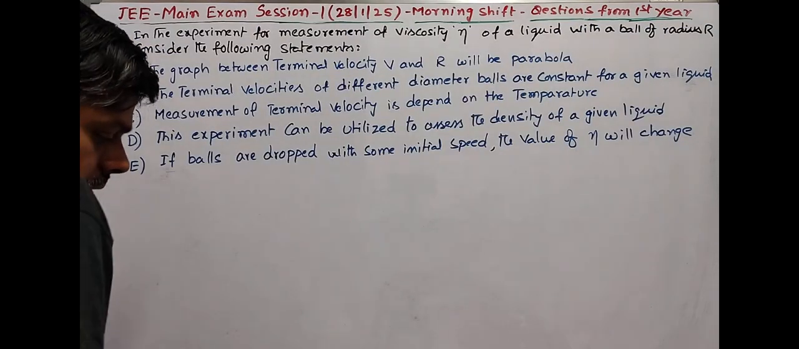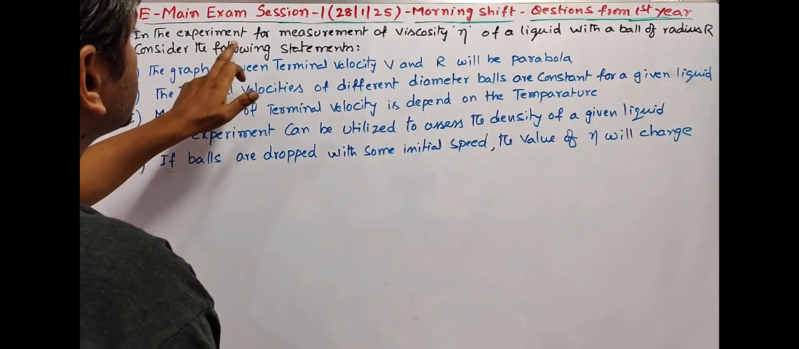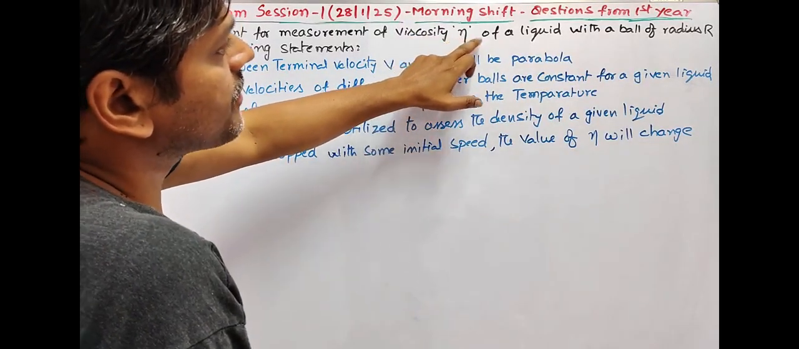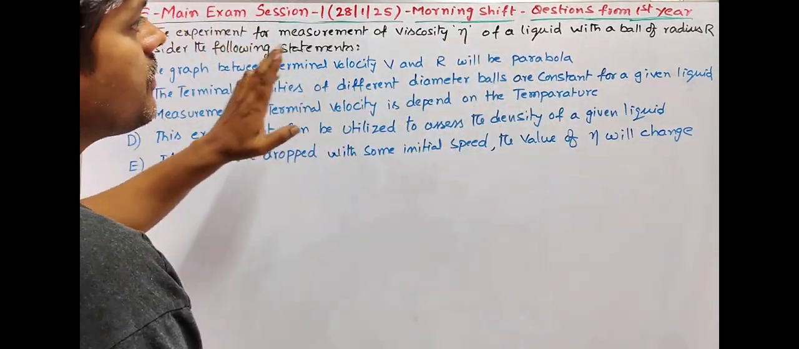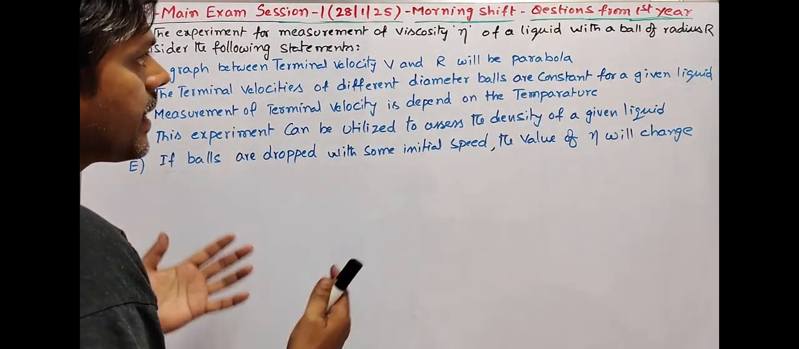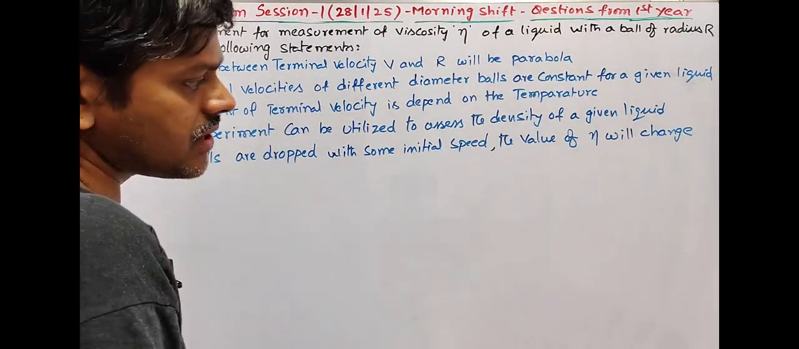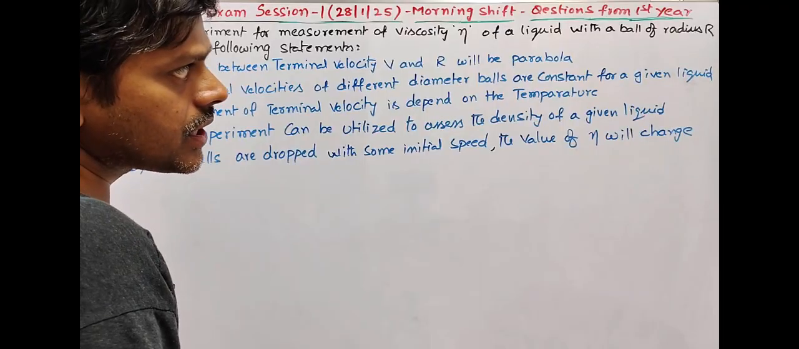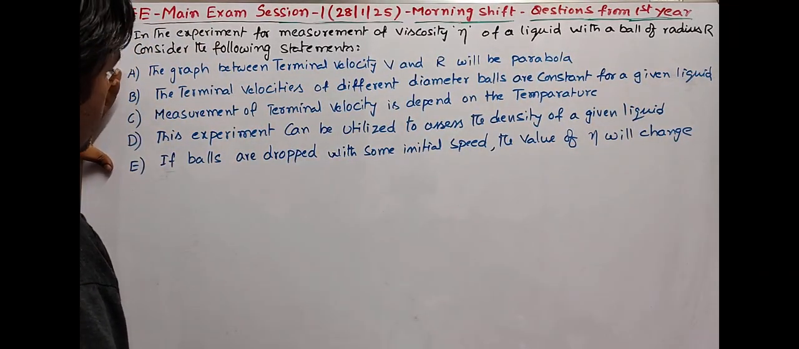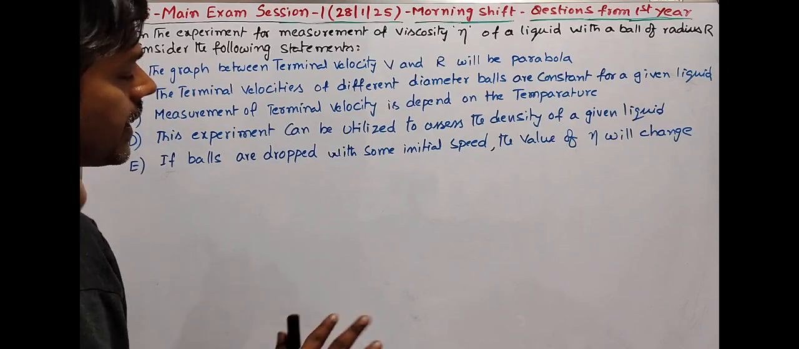Right, the 8th question. In the experiment for measurement of viscosity, that means the coefficient of viscosity of a liquid with a ball of radius r, consider the following statements. While you are calculating the coefficient of viscosity of a liquid by using a ball of radius r, some parameters are given. From these parameters you may select the correct options.